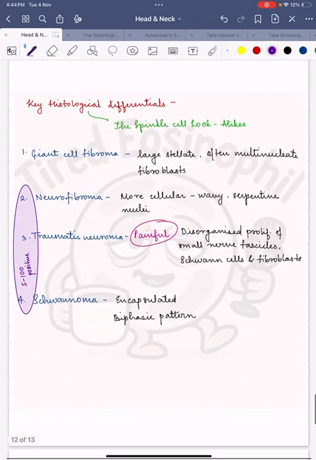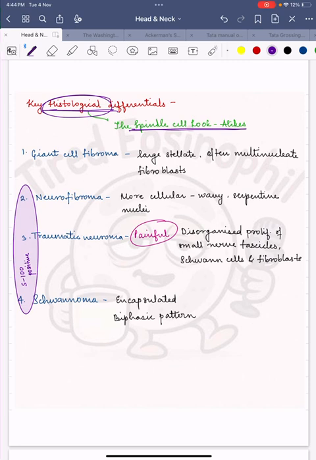Now we'll take a look at the key histological differentials, which are also the spindle cell lookalikes. All these lesions will have spindle cells in them. Now we'll see how to differentiate among the following. The first is the giant cell fibroma. Like I already mentioned, they will have large stellate fibroblasts. However, they are often multinucleated, which are absent in irritation fibroma.